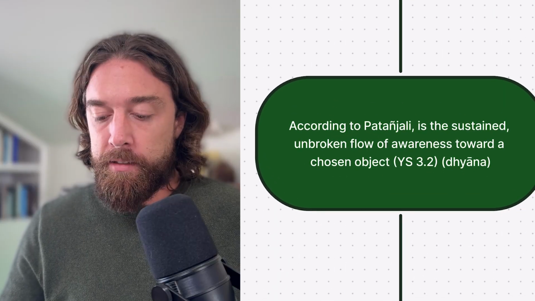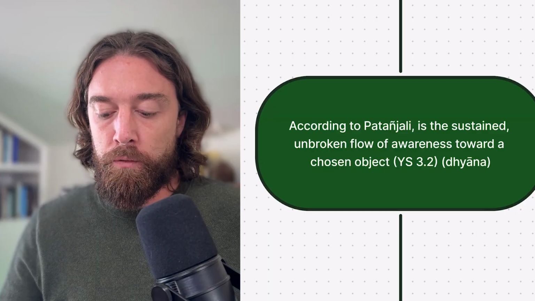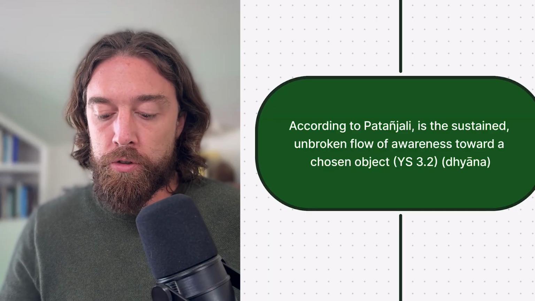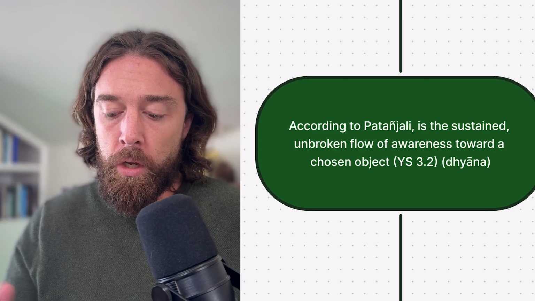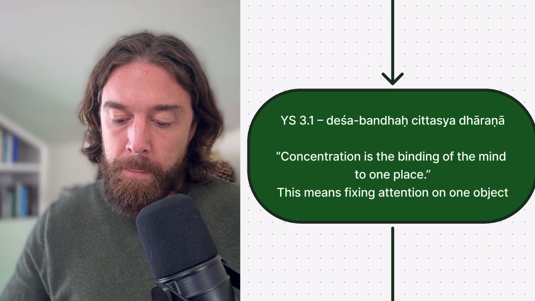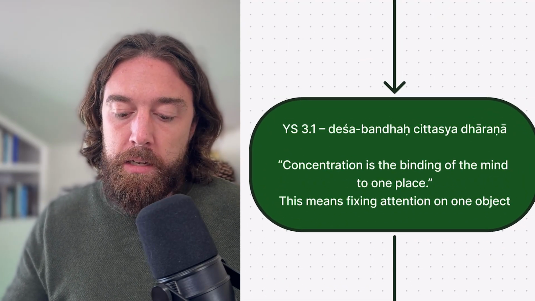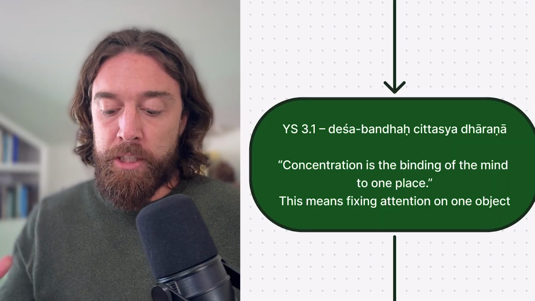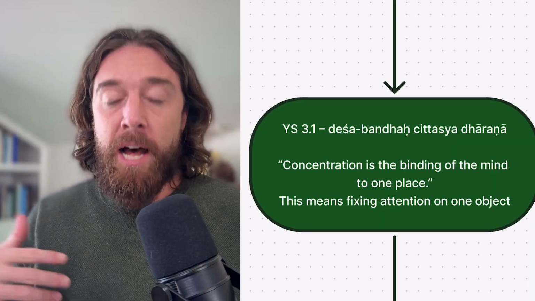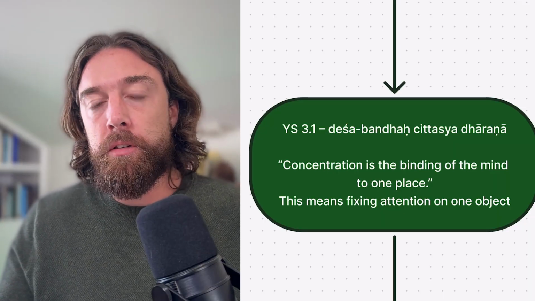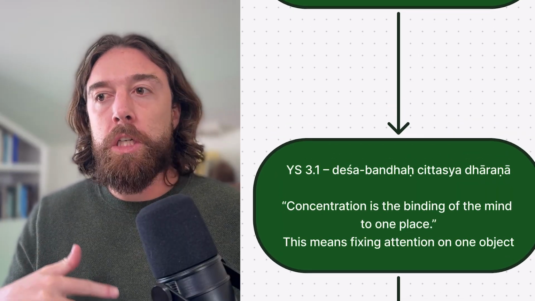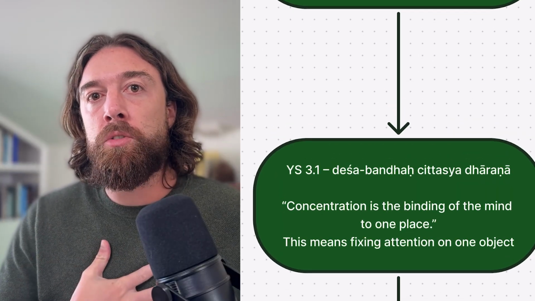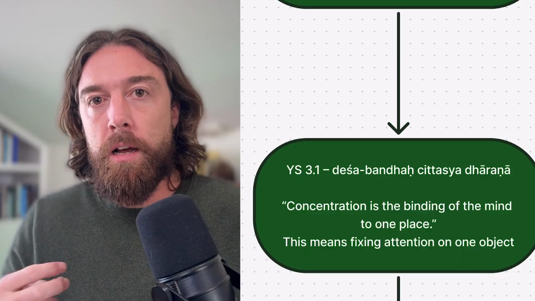So according to Patanjali, dhyana is the sustained, unbroken flow of awareness towards a chosen object. That's explained in the Yoga Sutras. So dharana is concentration of the mind on one place or object. What's important to understand about yogic meditation is that dharana is this practice of concentrating on one specific object.